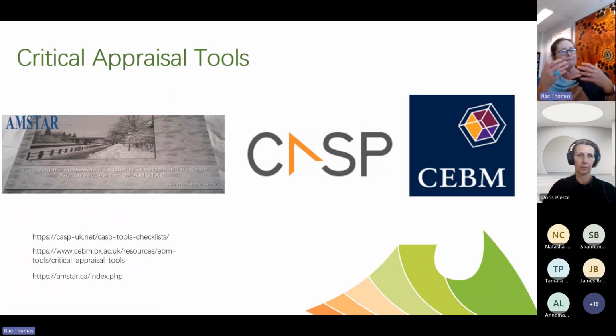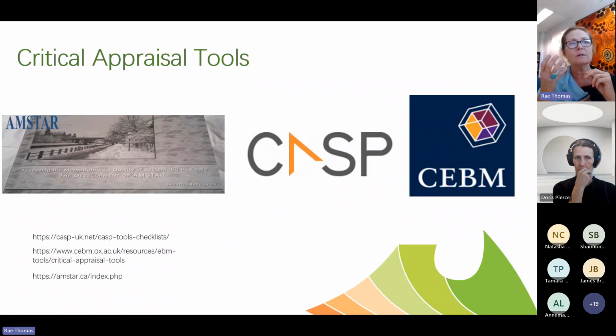But there are other more pragmatic tools that assess lots of different types of research. There's a website that has what are called the CASP tools, and that has a lot of different critical appraisal tools that are really helpful for clinicians, for lots of different research questions, and that will help you appraise studies quickly. What we're going to focus on today is a very pragmatic appraisal tool for systematic reviews called FAITH.